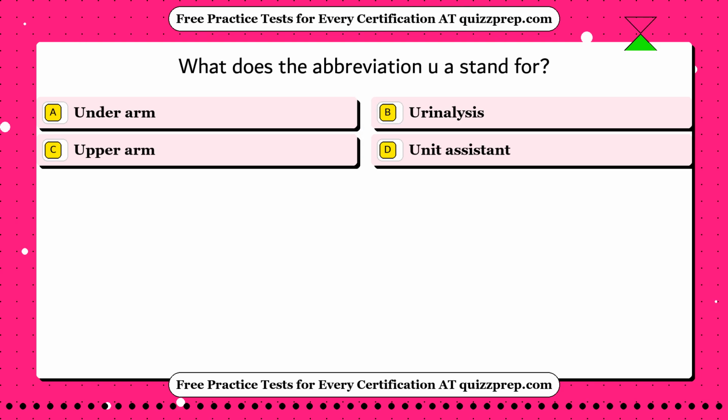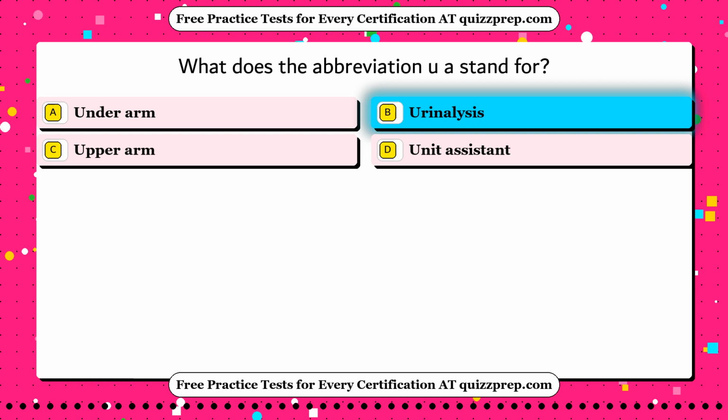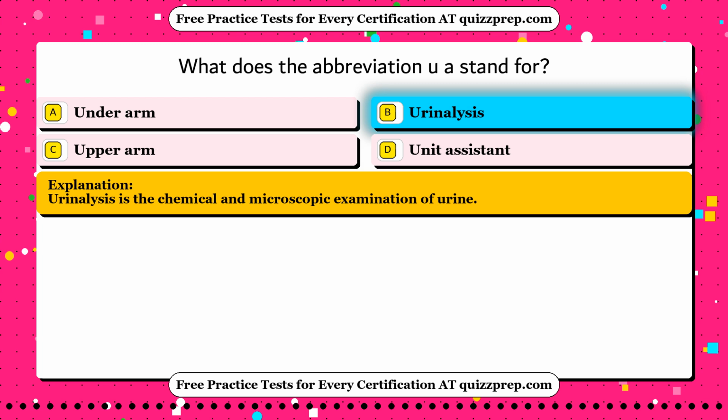Question 124. What does the abbreviation UA stand for? Option A, underarm. Option B, urinalysis. Option C, upper arm. Option D, unit assistant. The correct answer is option B, urinalysis. Urinalysis is the chemical and microscopic examination of urine.